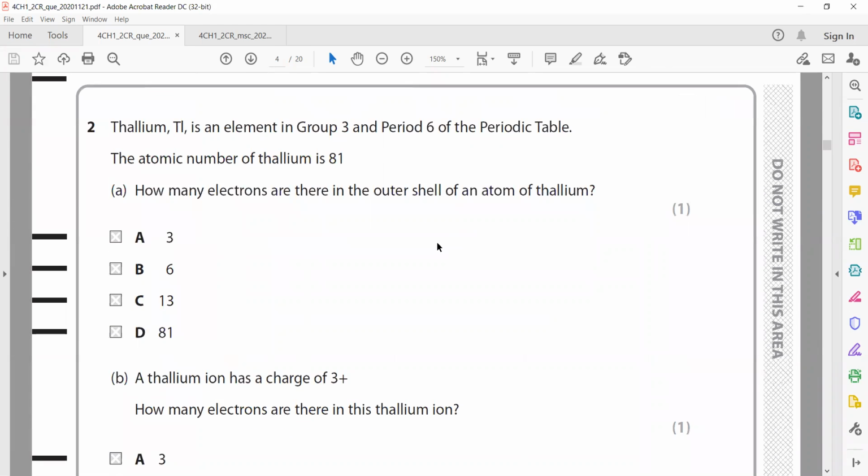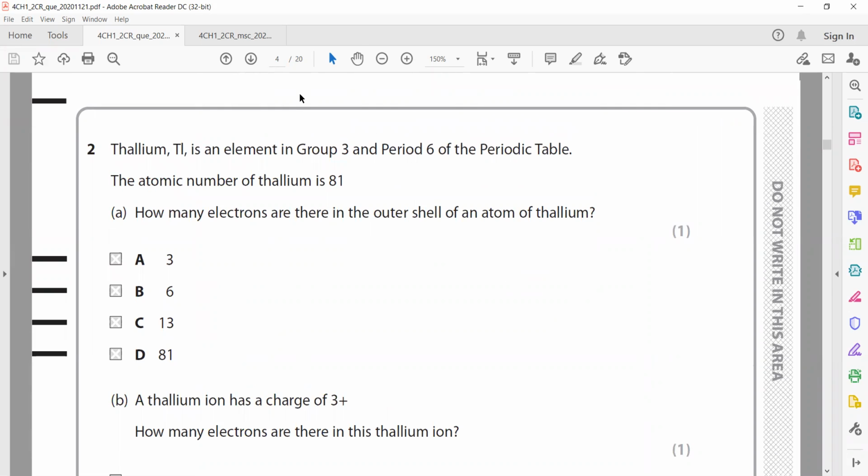Thallium is an element of group 3 and period 6 in the periodic table. The atomic number is 81. How many electrons are there in the outer shell of an atom of thallium? So how will you know? They mention it's group 3. So group 3 means it will have 3 electrons in the outermost shell.